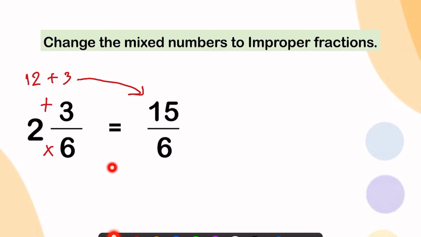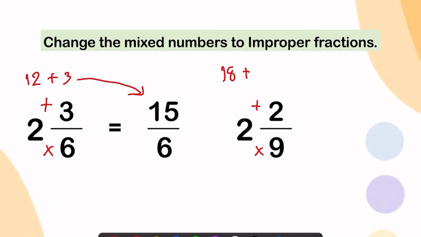They are equal. And for this fraction, 2 and 2 over 9, just do the same. You multiply 9 by 2 and add 2. Okay? 9 times 2 is 18 plus 2. So the answer would be 20 over 9. Can you see? You keep the denominator for your answer.